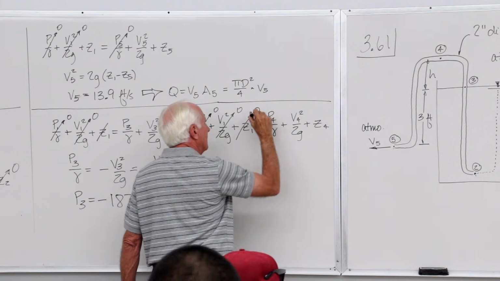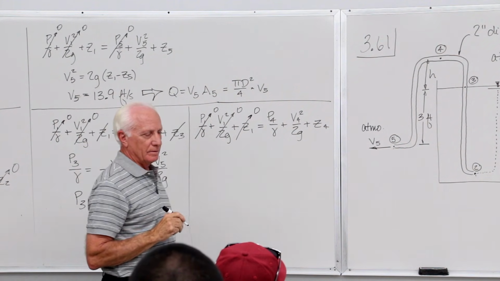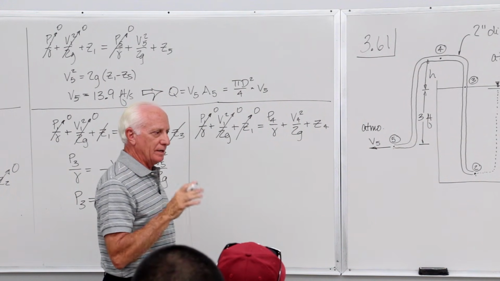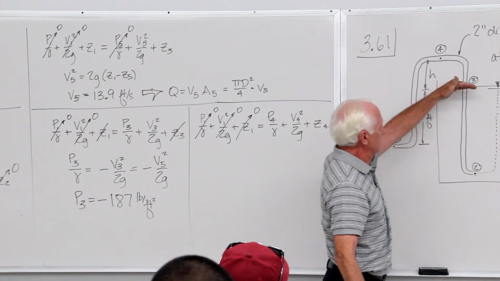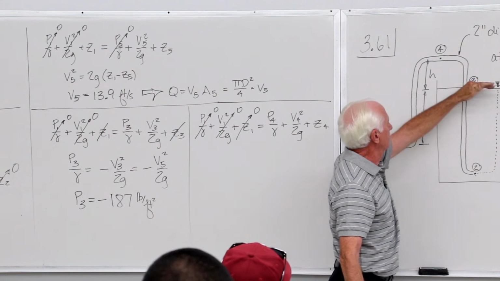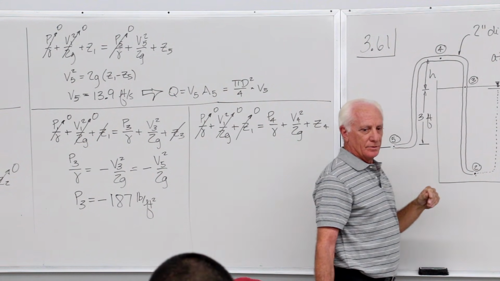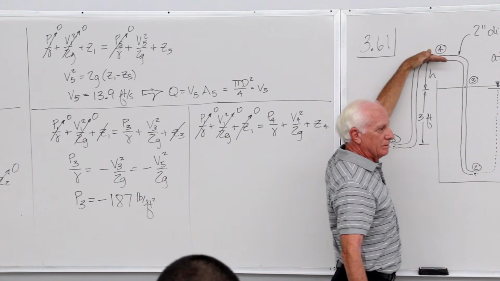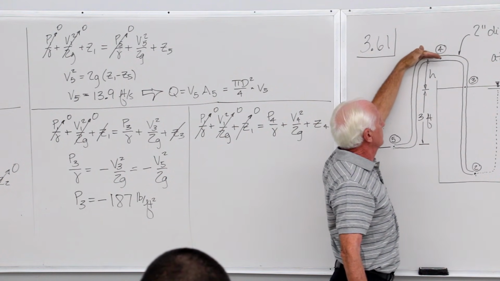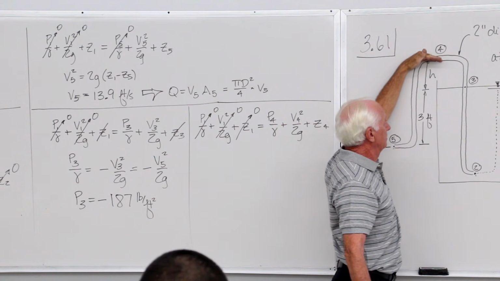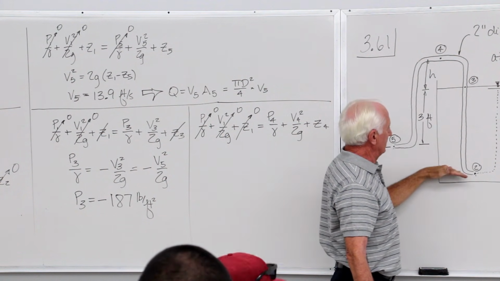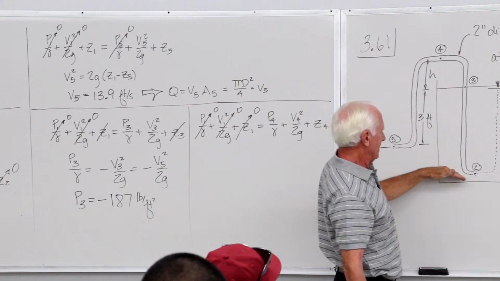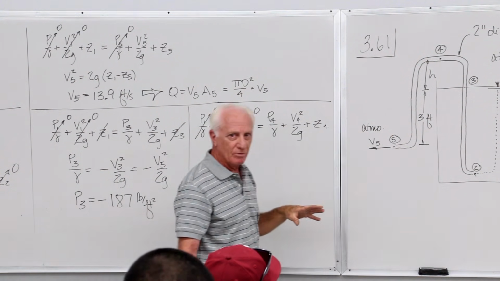See, I can change my datum anytime I want, as long as I use the same datum in that equation. So I'm going to call my datum here now. So Z1 is 0. If I want to, I'll put my datum up here. Okay, what is Z4? 0. What is Z3? Minus H. What is Z2? Minus H plus 8. You can put your datum anywhere you want.